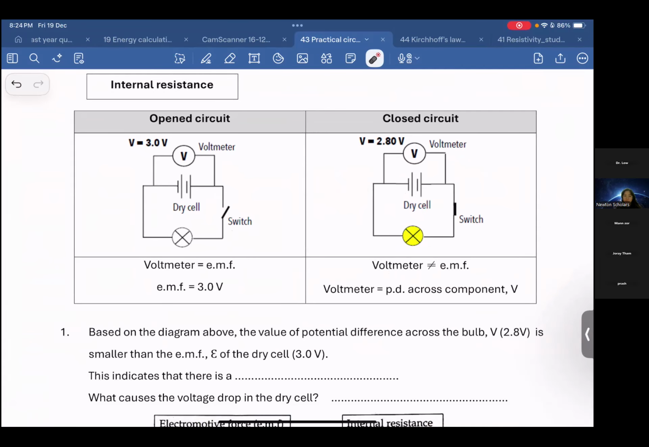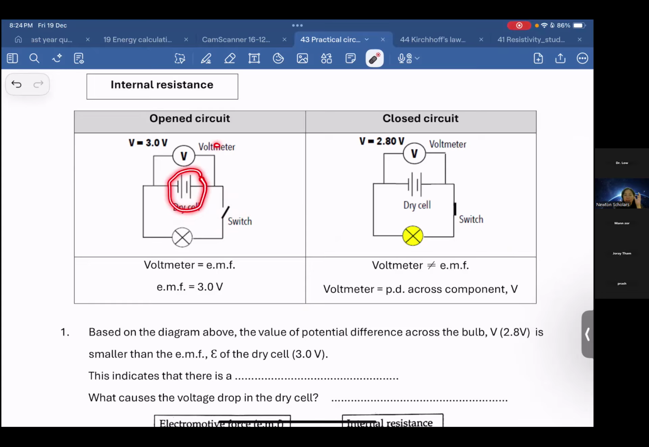Okay, here, internal resistance. In the previous chapter, we kept reading questions that mentioned negligible internal resistance. Now is the time for us to learn what internal resistance is. In the open circuit, that means the circuit here we open, we didn't close the circuit, we didn't let the current flow through the circuit. We put the voltmeter across the dry cell. We found that, let's say, two batteries give 3.0 volt. So this voltmeter is actually measuring the EMF.